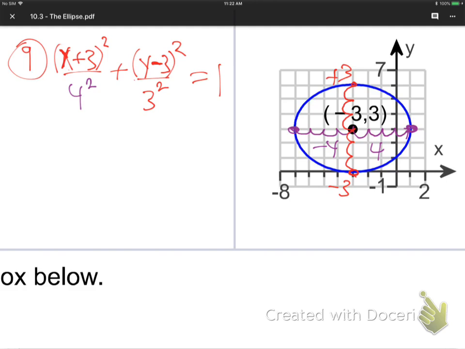Right and left 4. So 4 squared under X. Up and down 3. So 3 squared under Y. And there we go. All is well? I think that was deceptively easy. Yeah, that one's not bad.